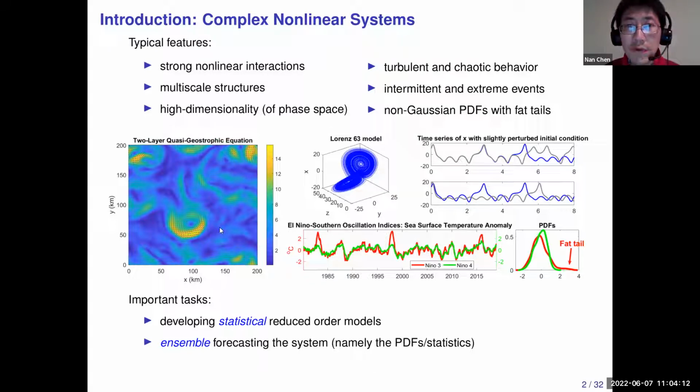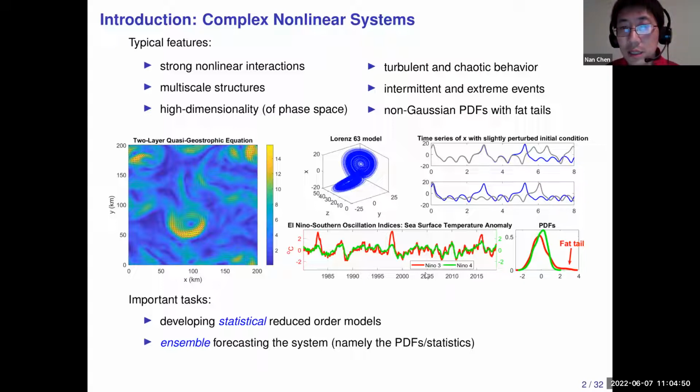I show here a few very classical systems. For example, this one is from a two-layer QG equation, and you can see a lot of large and small scale features. Overall, the system is pretty chaotic or turbulent. And if you're familiar with the famous Lorenz 63 system, it is maybe the simplest and the earliest chaotic system. It is famous because if you have a very small perturbation of the initial condition, then after a certain time, the solution can diverge because of this chaotic nature.